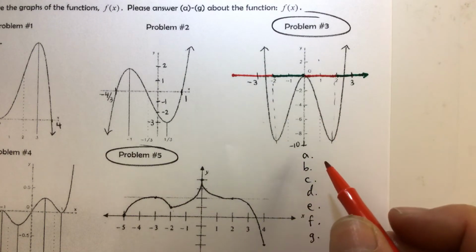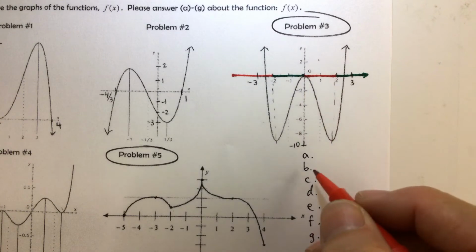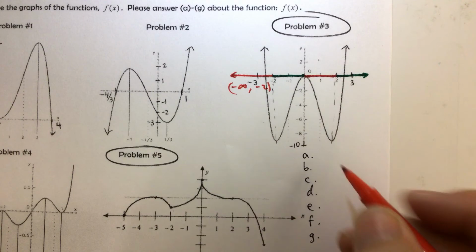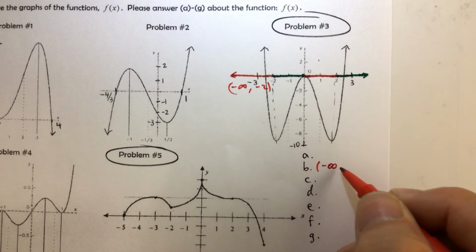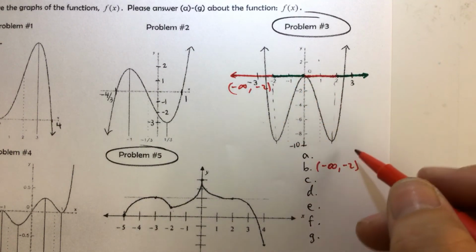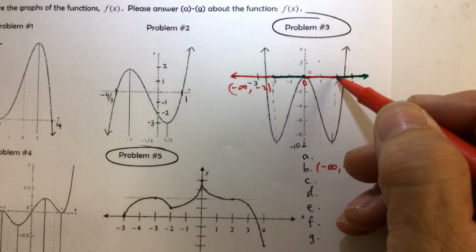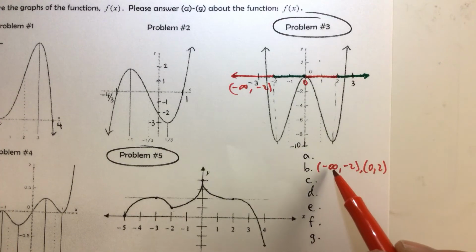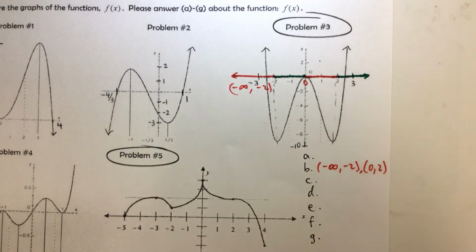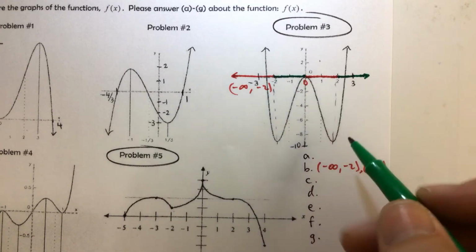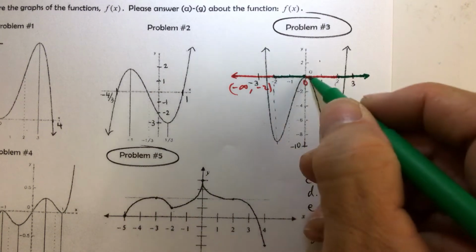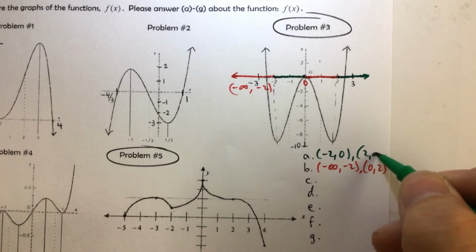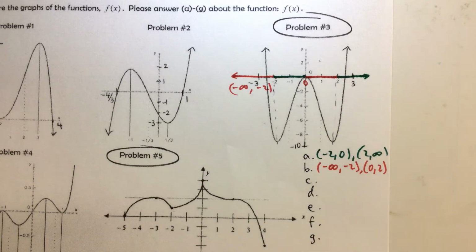We say that the function f of x is decreasing on the interval from negative infinity to -2, as well as from 0 to 2. So we say the function is decreasing on those intervals where we see the red. On the other hand, the function is increasing where we see the green, from -2 to 0, as well as from 2 to infinity. So that's how we take care of the increasing and decreasing.